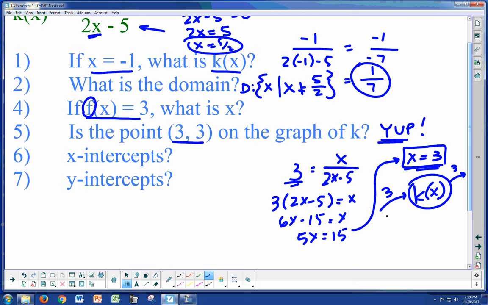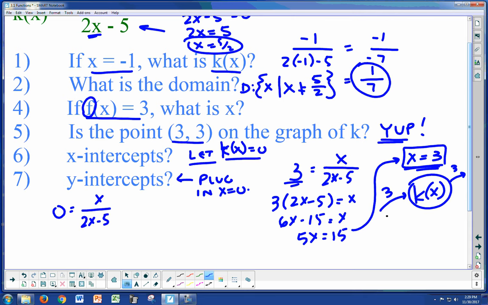X-intercepts and y-intercepts. Let's do the y-intercept first. Plug in x equals 0. And then in the first part, let k of x equal 0. Okay, so that's the two parts that we're looking at here. For the x-intercepts, we're going to get 0 equals x over 2x minus 5. The only way that can happen is if our numerator is 0. So the x-intercept is 0. And in the second, well, heck, if the x-intercept is 0, then the y-intercept has to be 0 as well.